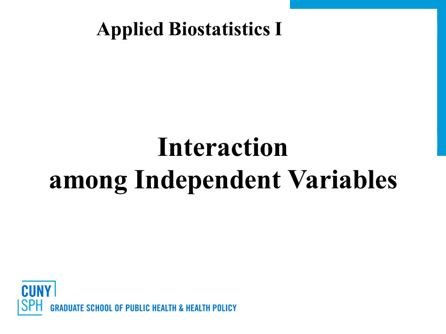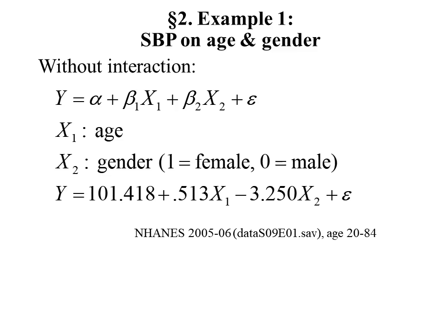This is part 2 of the lecture on interaction among independent variables. Let's look at some examples of linear and logistic regression analyses with interactions. There are 3 types of two-factor interaction.